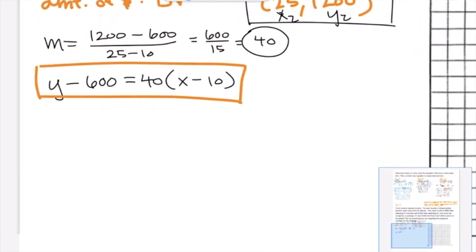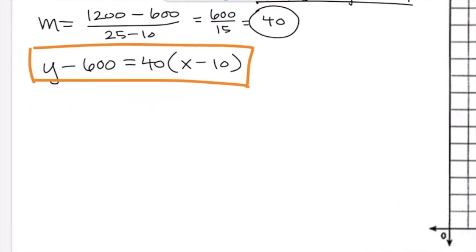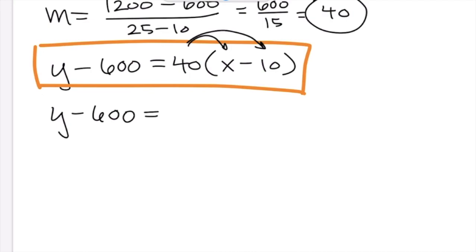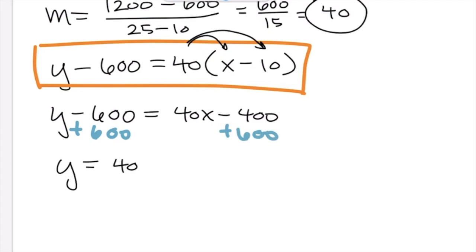Well, it's more helpful to go ahead and convert this to slope intercept form. So let's do that. We're going to distribute the 40. So y minus 600 is equal to 40x minus 400. Now we can add 600 to both sides. And we end up with y is equal to 40x plus 200.